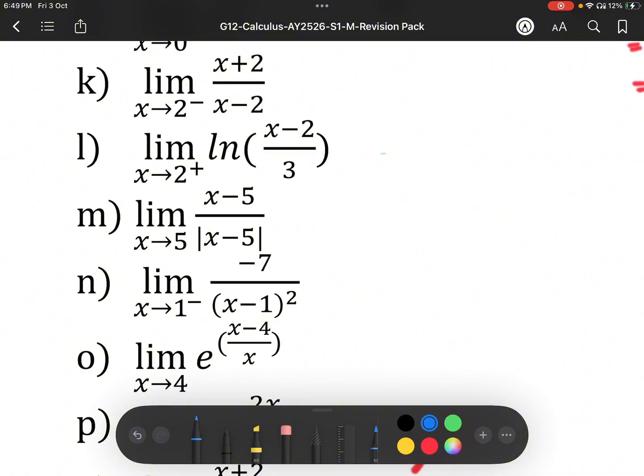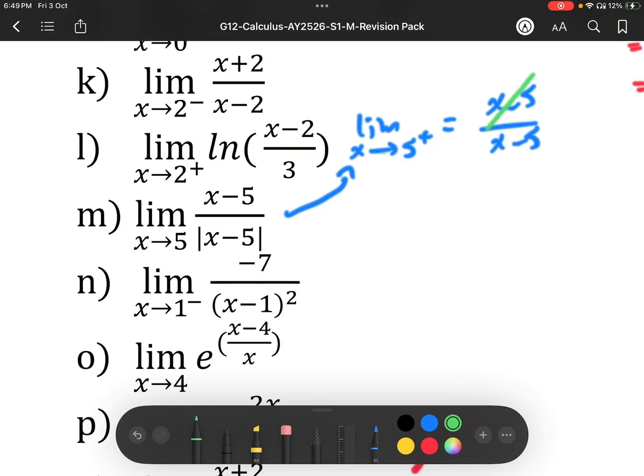I need to discuss both cases. When x approaches 5 from the right, as we mentioned, it's going to be (x minus 5) over (x minus 5). So cancelled, which is 1.